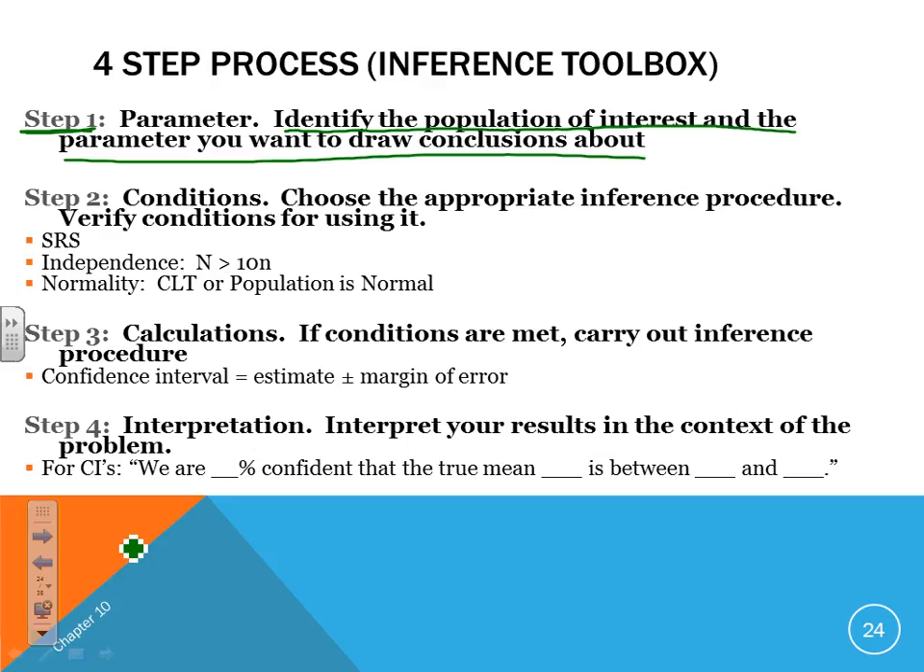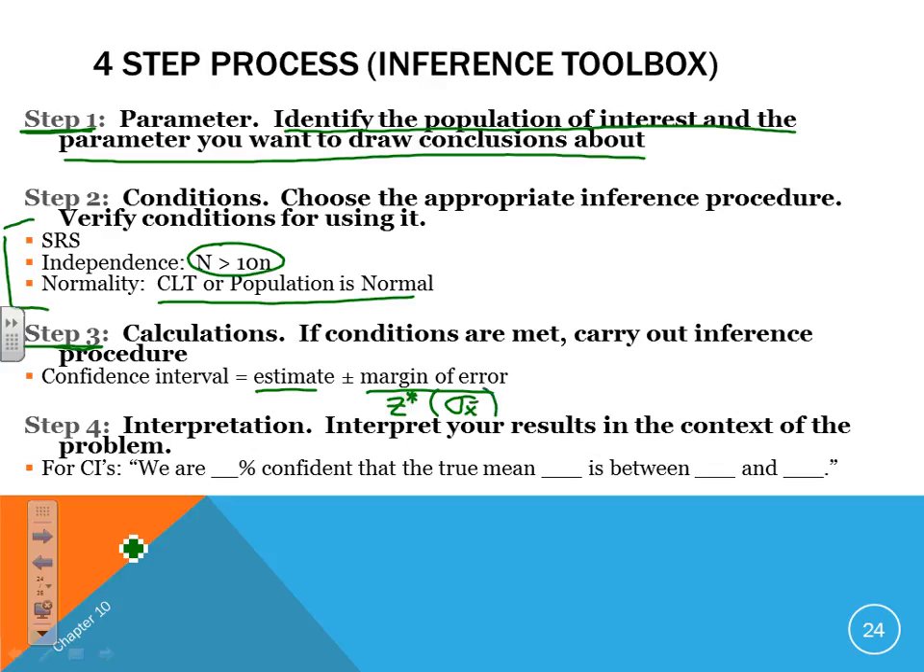Then we check our conditions. We have to state whether it is or is not an SRS. We have to state whether the independence condition is met, and we have to state whether normality is or is not met. And again, if it's not one of those two things, meaning the central limit theorem or the population is normal, then we have to do some other processes, which we'll talk about in class tomorrow. Then step 3 is actually running the calculations, finding the estimate plus or minus the margin of error, which again is z star times the standard deviation of the sample.